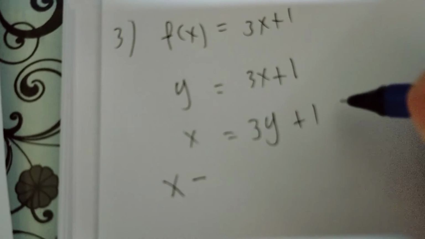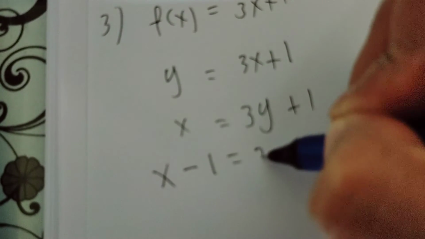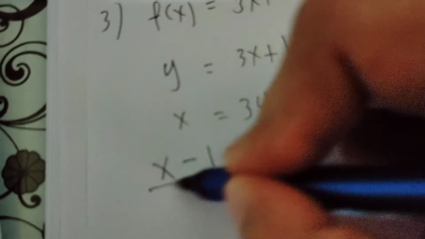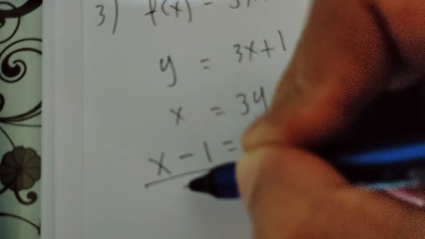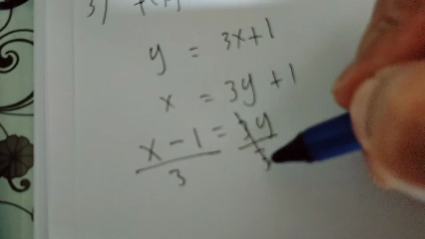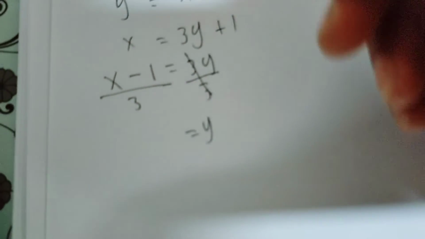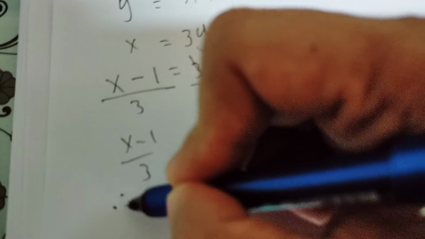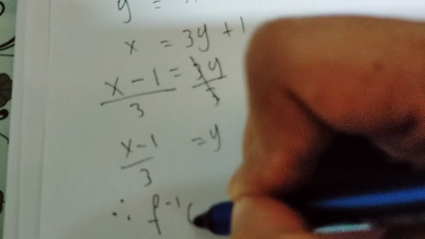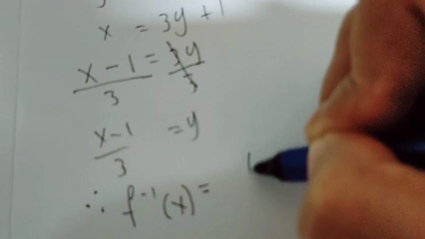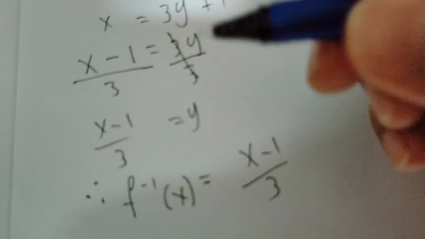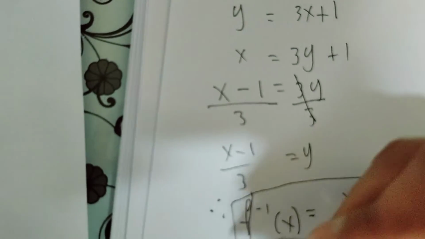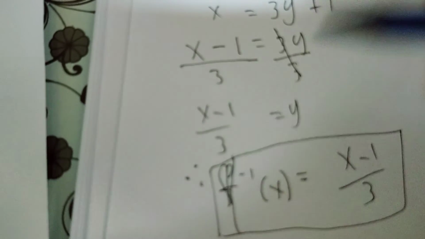So, 1 will become negative 1 equals 3y. So, dividing both sides, or each term, by 3. So, cancel 3. So, y is equal to x minus 1 over 3. So, therefore, the inverse of the function is equal to x minus 1 over 3. So, this is now the inverse. Okay.